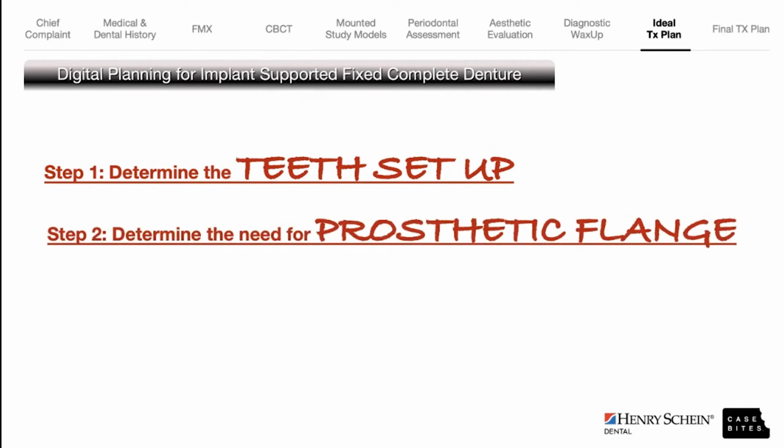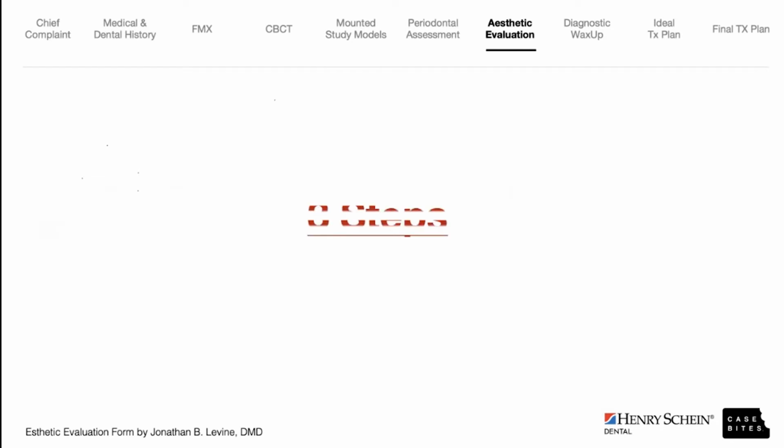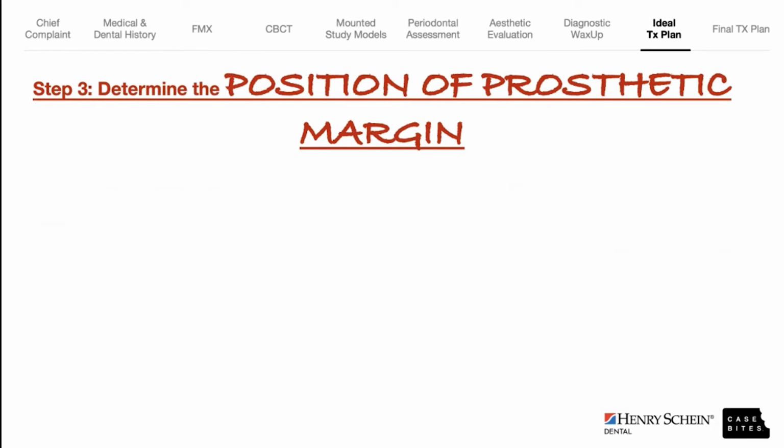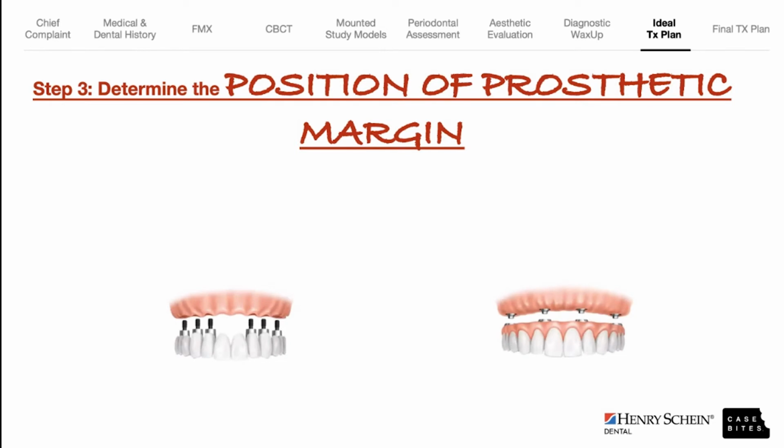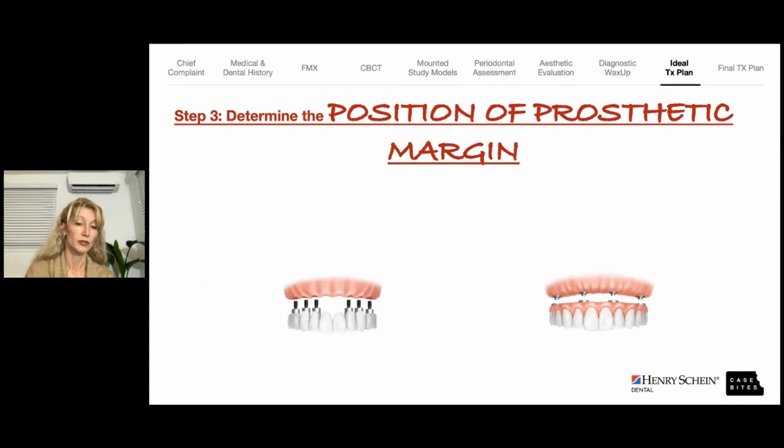So now that we have determined that we have our teeth set up position and we can go without the flange for this particular patient, we go to our next step, which is the third step in my treatment planning, which is the position of the prosthetic margin. Now, the prosthetic margin is the margin between our restorative material and our tissues, whether it's between a white restorative material and pink tissue, or between a pink restorative material and pink tissue. This is something we need to determine at that next stage.